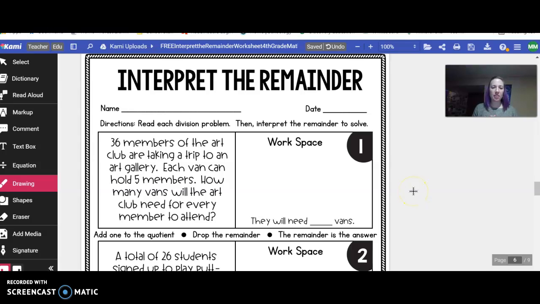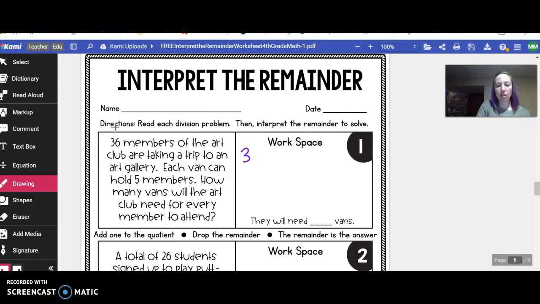All right, some more practice with interpreting the remainder. These ones are much smaller problems, so hopefully you'll continue to see what these mean because the division isn't quite as hard. So 36 members of the art club are taking a trip to an art gallery. Each van can hold 5 members. How many vans will the art club need for every member to attend?